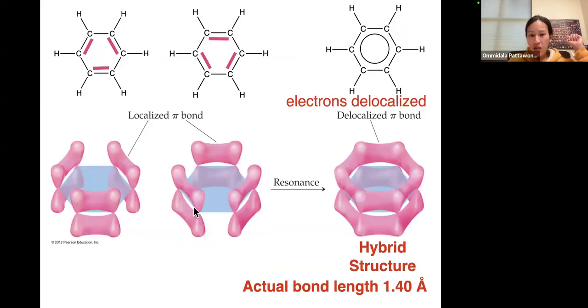So these are more like a static picture, but in reality, they are more dynamic, which means all of these electrons would just circulate around. Okay, so this is what we call electron delocalization. It can move around. Okay, so this is the hybrid structure of those two.